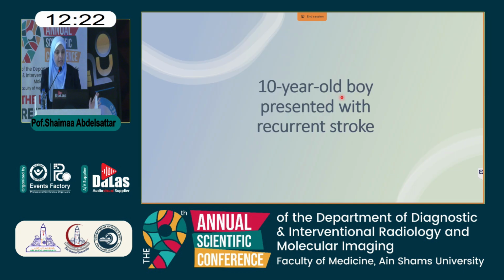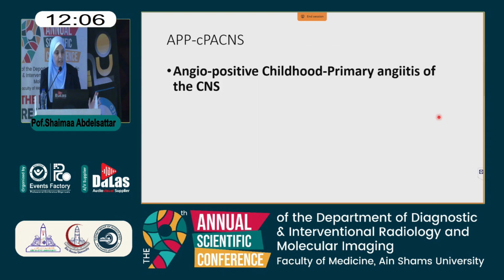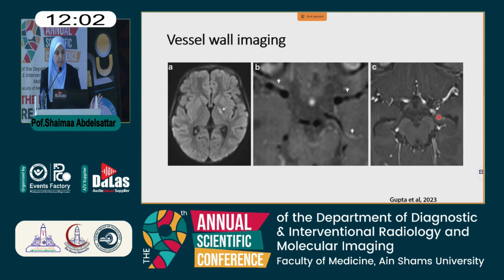Another case of a 10-year-old boy presented with recurrent stroke and these multiple areas of diffusion restriction. However, the MRA was abnormal, showing narrowing of the MCA and left ACA. Also, another infarction is seen in the left periventricular region. This is angiographically positive childhood primary angiitis of the CNS.